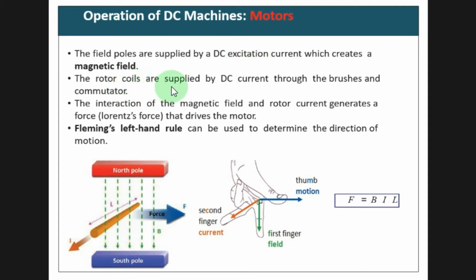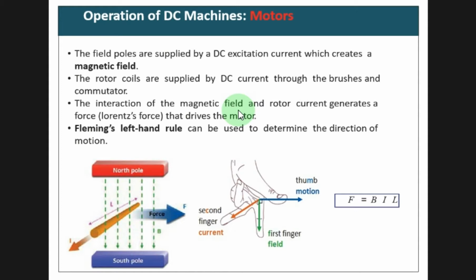Then the rotor coils are supplied by DC current through brushes and the commutator. The interaction of magnetic fields and the rotor current generates a force called Lorentz force that drives the motor. So the direction of the force can be known by Fleming's left hand rule.